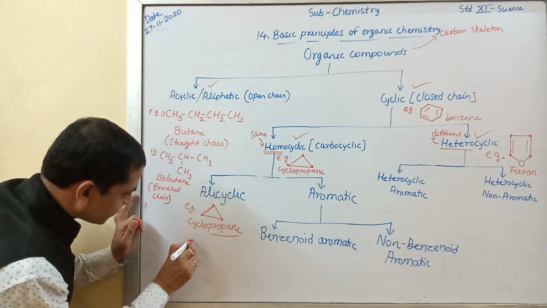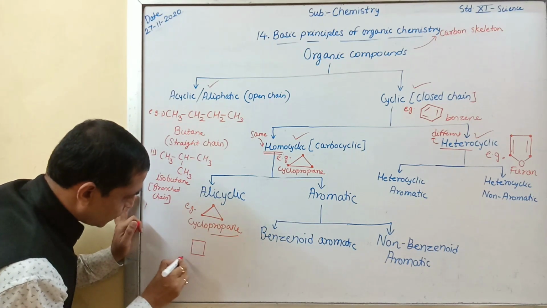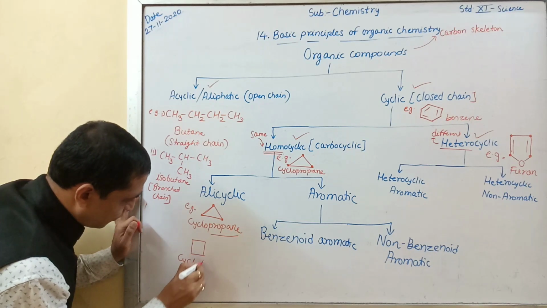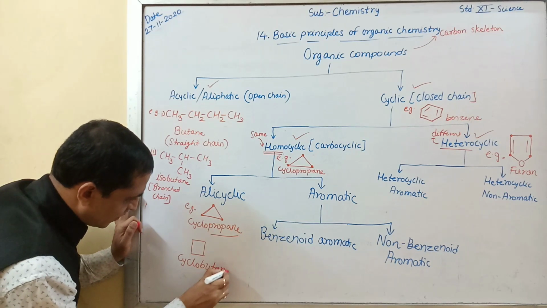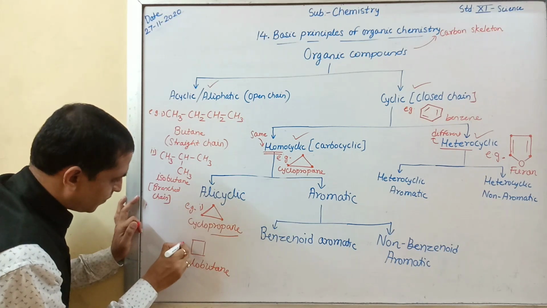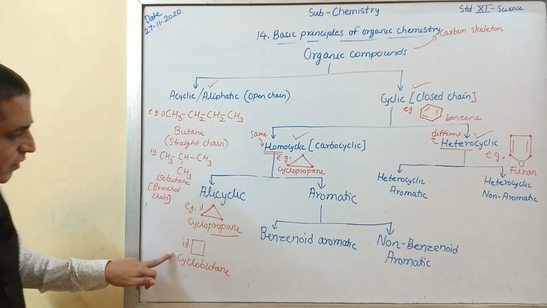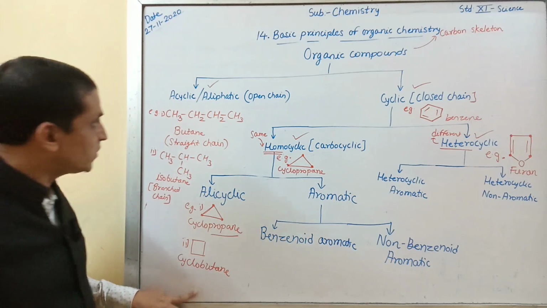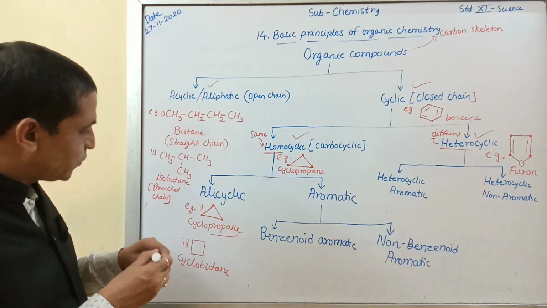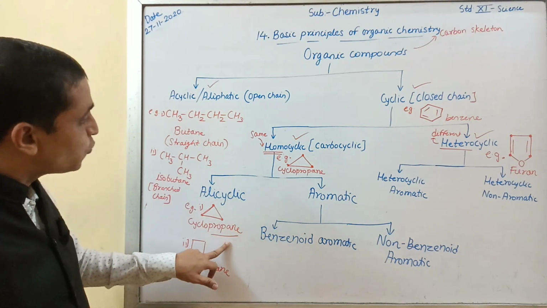If I put this, it is called cyclobutane. So these are alicyclic compounds. Cyclobutane shows properties similar to those of butane. Cyclopropane shows properties similar to those of propane.